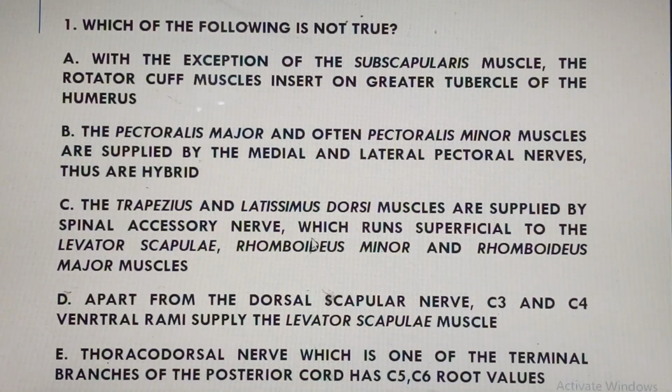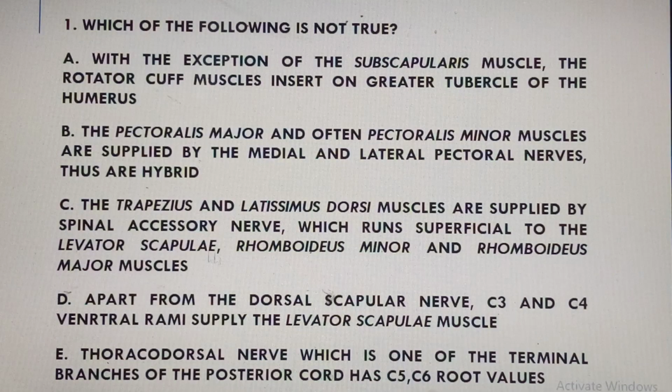So this is a wrong statement. So we've seen the wrong answer. That's option C. That's a wrong statement in here. But let's move on. Option D says, apart from the dorsal scapular nerve, C3 and C4 ventral rami of the spinal nerves actually will supply what we call the levator scapulae muscle. That's a very true statement.